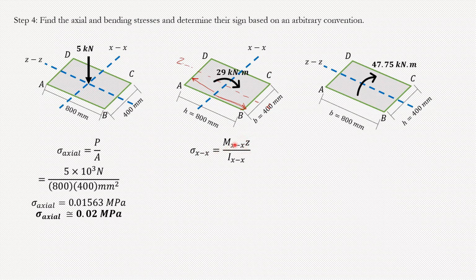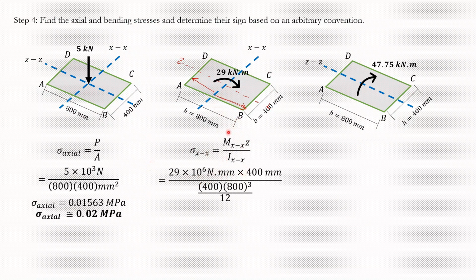So Mxx, z, Ixx. How do we calculate all these values? For Mxx, I know it. It's 29 kilonewton meters. If you remember from torsion videos, the conversion from kilonewton meters to newton millimeters is times 10 to the power of 6. So I have it here.